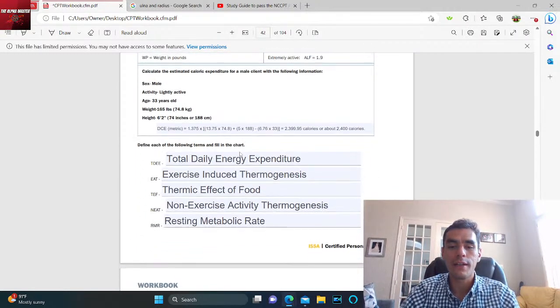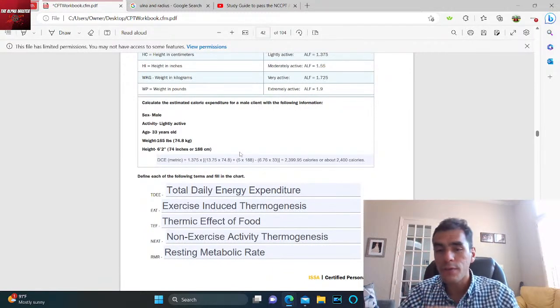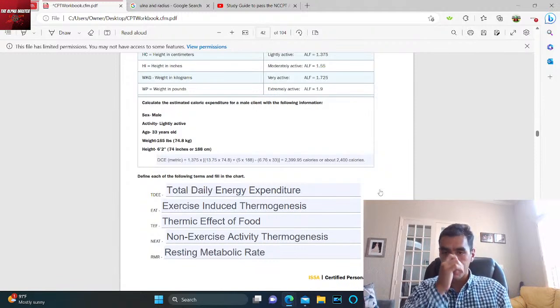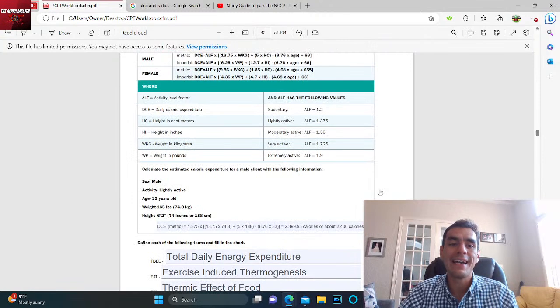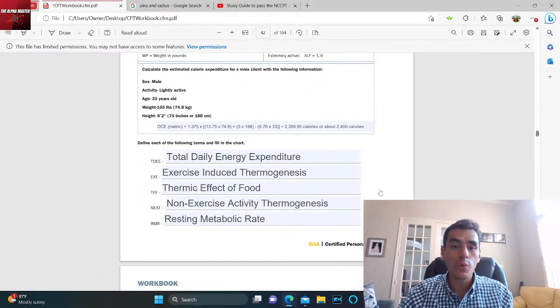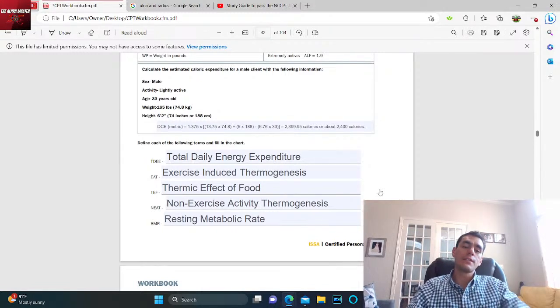You have about 2,400 calories of daily caloric expenditure. Now define each of the following terms and fill in the chart.